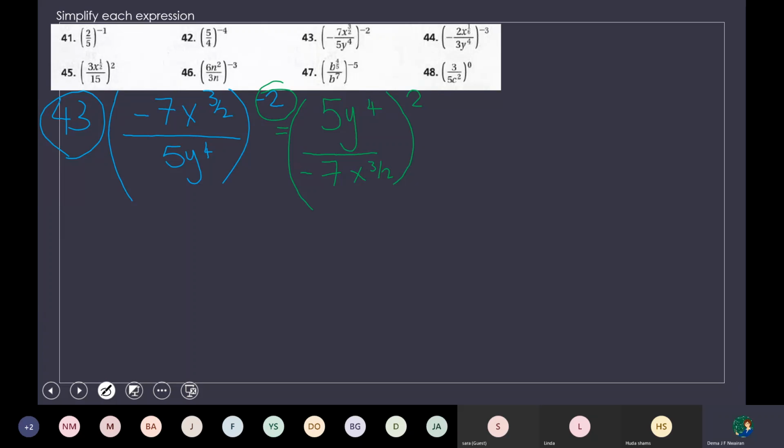Then if we go back now to lesson number 3, we said that if we have xy raised to 2, it will be x squared times y squared. You just distribute the squared into x and y.